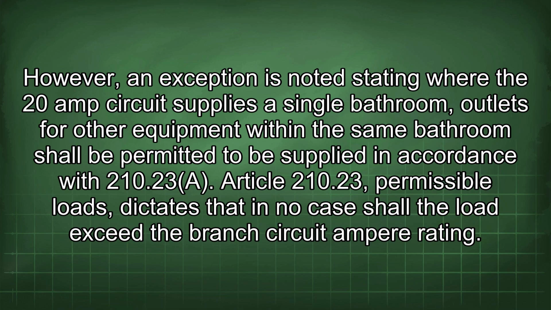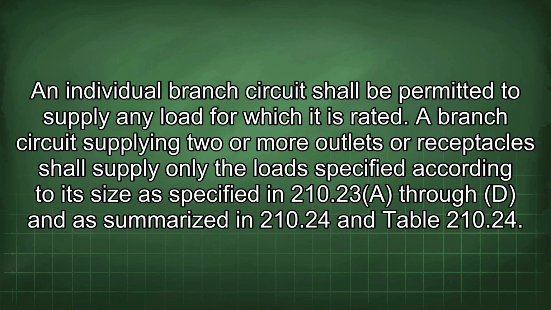210.23(A). Article 210.23, Permissible Loads, dictates that in no case shall the load exceed the branch circuit ampere rating. An individual branch circuit shall be permitted to supply any load for which it is rated. A branch circuit supplying two or more outlets or receptacles shall supply only the load specified according to its size as specified in 210.23 and as summarized in 210.24 and Table 210.24.